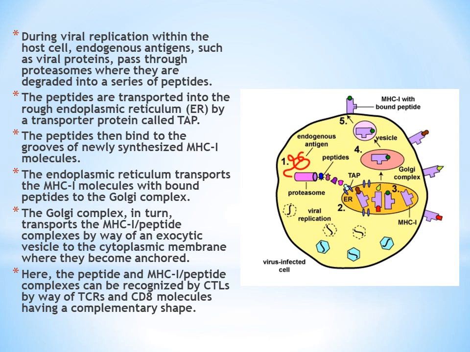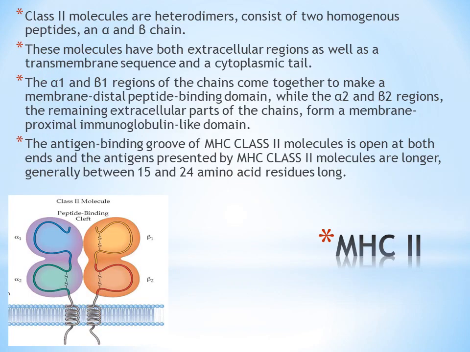Now here it binds with CD8 molecule and is responsible for lysis. Now coming to MHC class 2 molecule. MHC class 2 molecules are again heterodimers having two chains, alpha and beta. Alpha has two parts, alpha 1 and alpha 2. Beta again has two parts, beta 1 and beta 2. Both these chains have a transmembrane sequence as well as the cytoplasmic tail.